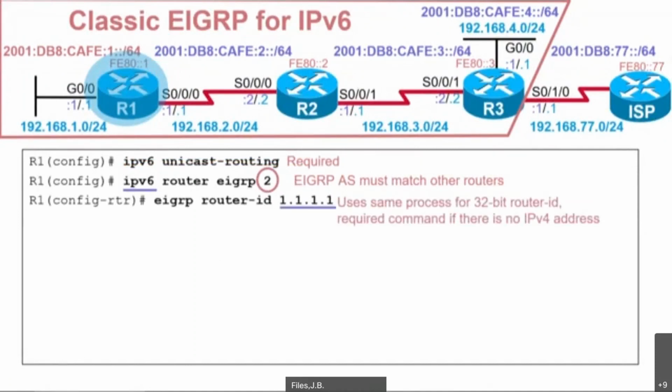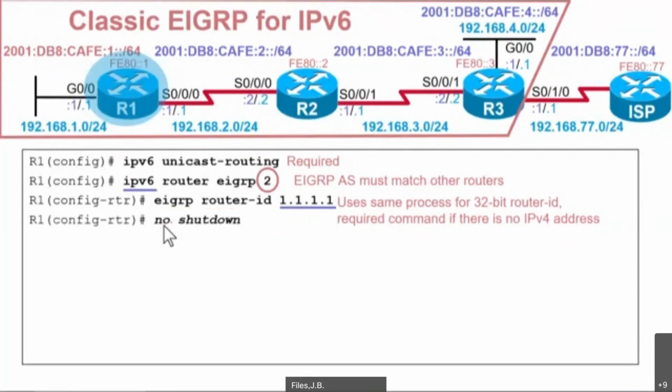If there was no IPv4 addresses, because remember, it can figure out its own router ID if you don't configure it. It's going to pick the highest IPv4 address on a loopback, whether it's up or not. If there's no loopbacks, it'll pick the highest IPv4 address on an active interface. If you were in a situation where IPv4 was not configured, you would need to configure this or you'd get an error.